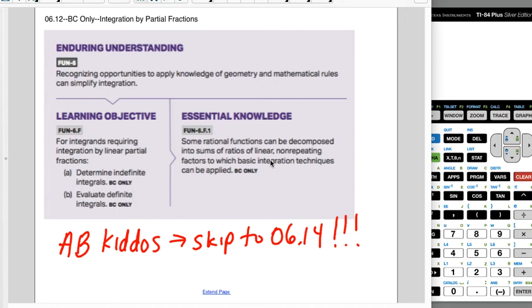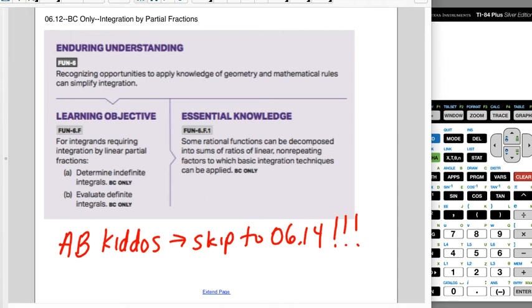All right, this is Unit 6, Section 12 of AP BC Calculus only. So again, this is BC only. We're doing integration by partial fractions. If you're an AB student, please skip to Section 14 of this unit. So skip to Unit 6, Section 14. If you're in AB, for BC folks, stay here.